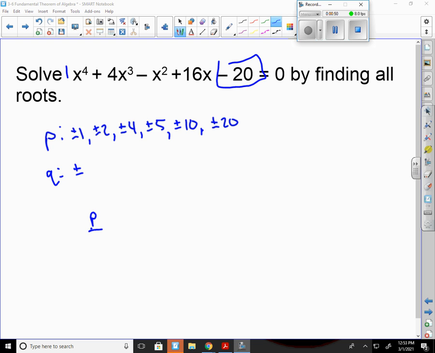So P over Q equals plus or minus 1, plus or minus 2, plus or minus 4, plus or minus 5, plus or minus 10, and plus or minus 20. This isn't going far enough. Now I have to do my synthetic division.